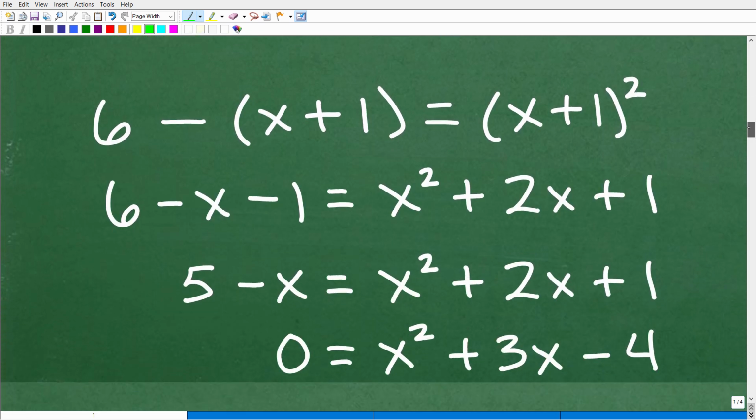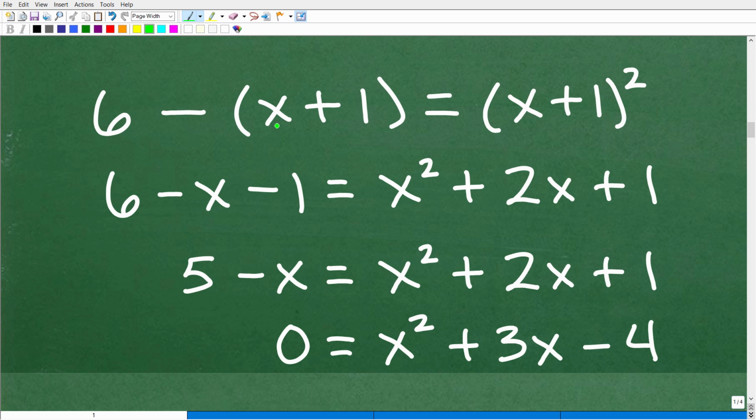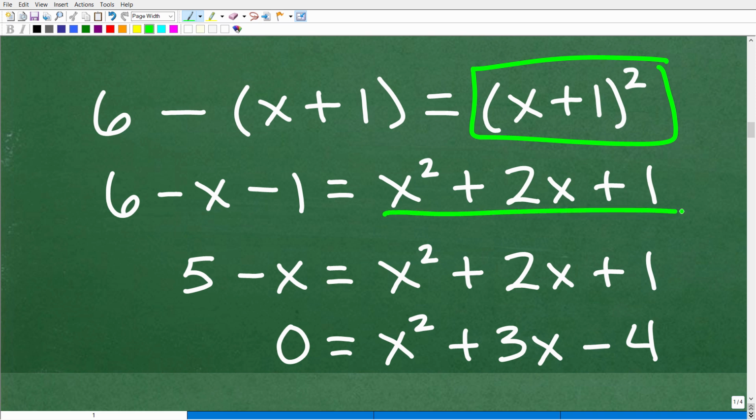All right, so here is 6 minus (x + 1) is equal to (x + 1)². Let's start over here. (x + 1)² is (x + 1) times (x + 1). If you're up to speed on your binomial multiplication, polynomial multiplication, or FOIL method, this is equal to x² + 2x + 1. Now, if you don't know how I went from here to here, you're definitely in dire need of review of polynomial multiplication.